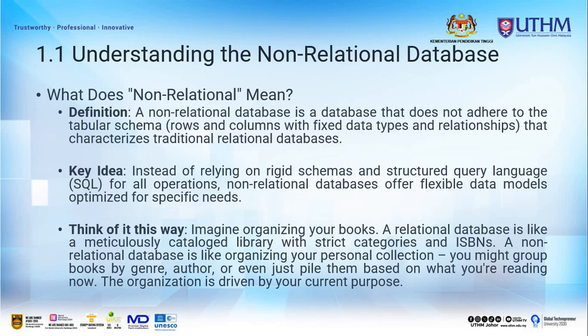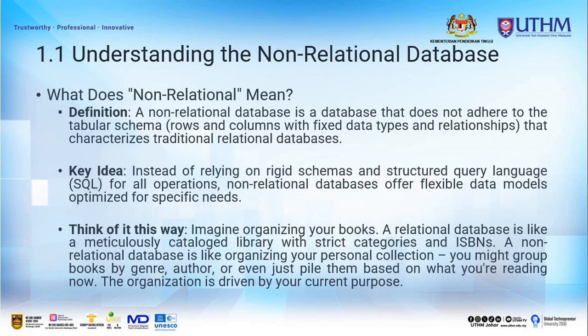Think of it in this way. For example, imagine you want to organize your books, and a relational database is like a meticulously cataloged library with strict categories and ISBN. So they have certain categories, and they have an ISBN to identify the books, for example. But when you go for non-relational database, you don't have to organize them like how we organize in a relational database.